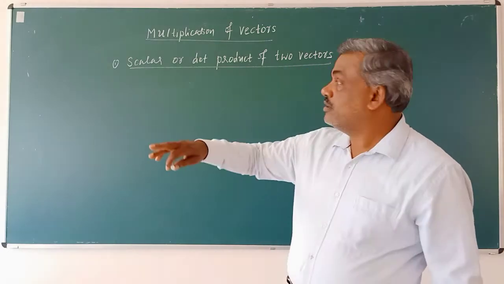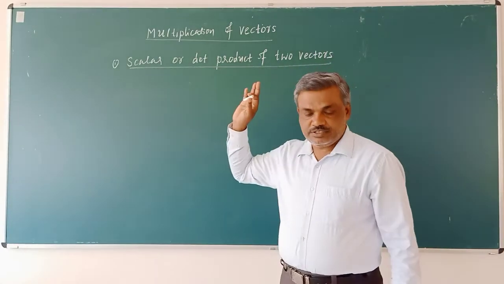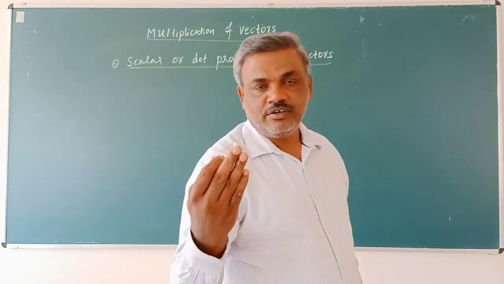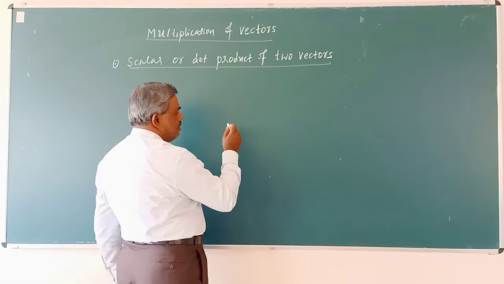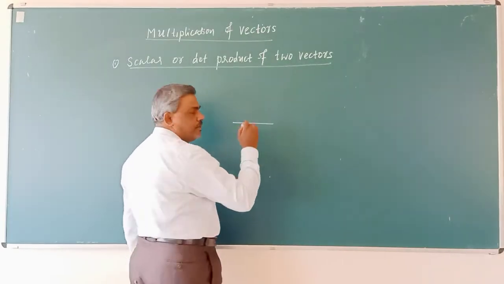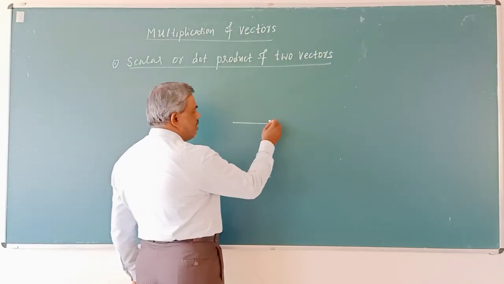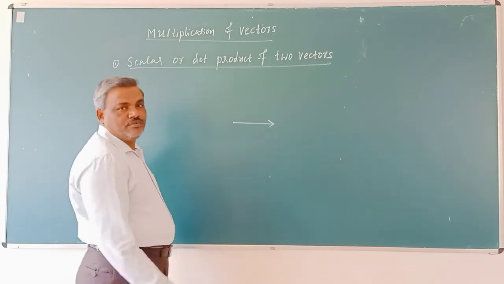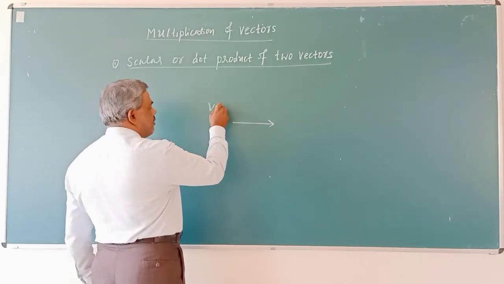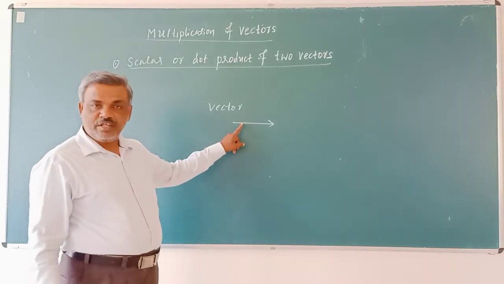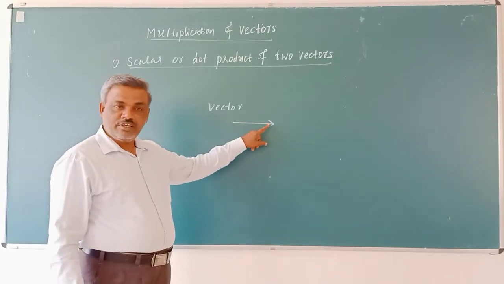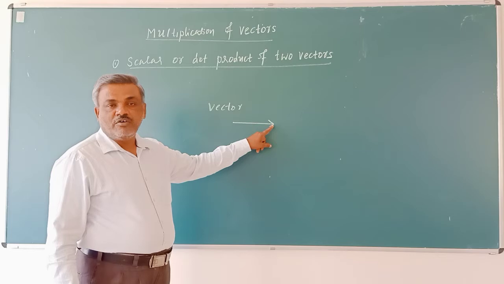Today's class is multiplication of vectors. In the previous class, we studied vectors. A vector is a geometrically directed line segment with an arrowhead. So what is a vector? A vector is a geometrically directed line segment with an arrowhead.